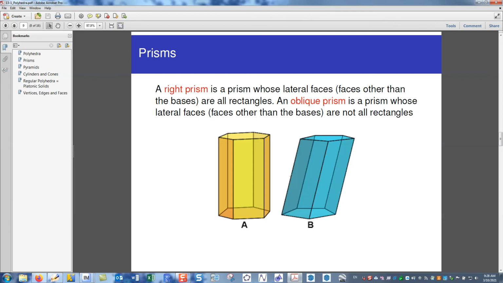So you can see here that when we squat or tilt the prism, we get parallelograms for at least a few of the faces. And those ones are called oblique prisms. So the one on the right looks like a pentagonal oblique prism. I will say that these things seem to be less useful to us as humans, so we see very few oblique prisms in the world. We see lots and lots of right prisms in the world.